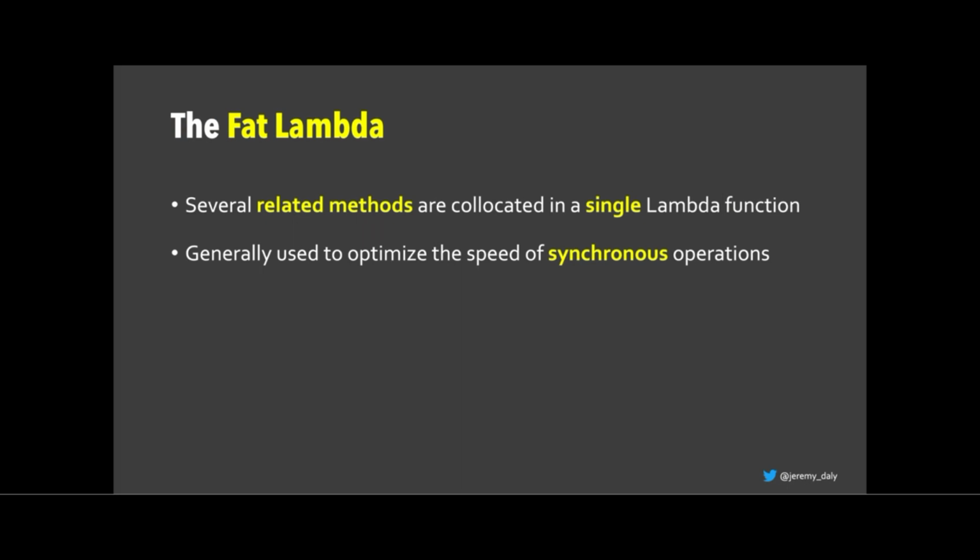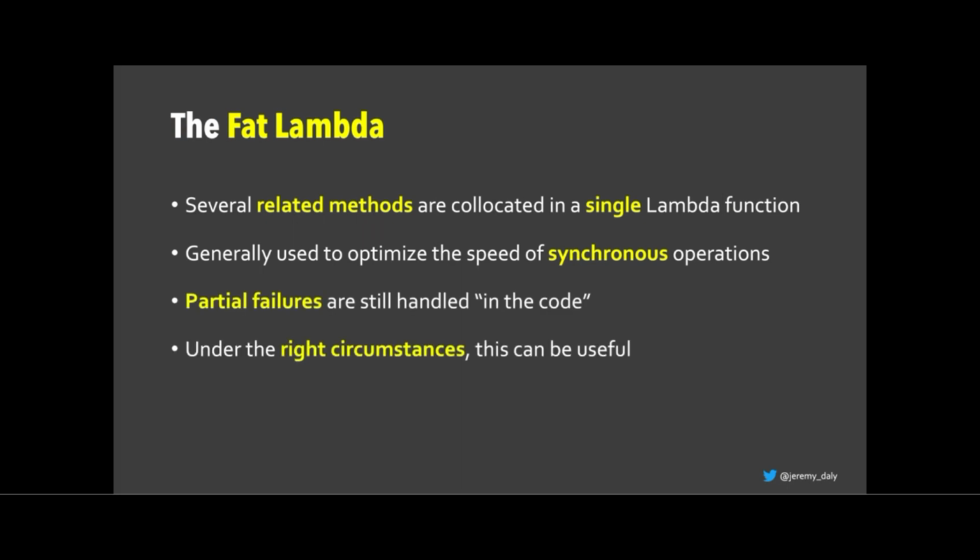The team over at Lego does things like this in their checkout process. Bustle does things like this in order to do some rendering and things like that. So there are plenty of use cases for this. The partial failures are still handled in the code, but under the right circumstances, this can actually be a really powerful and useful approach, right?